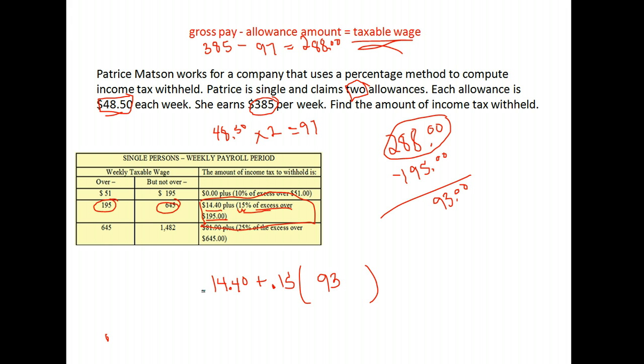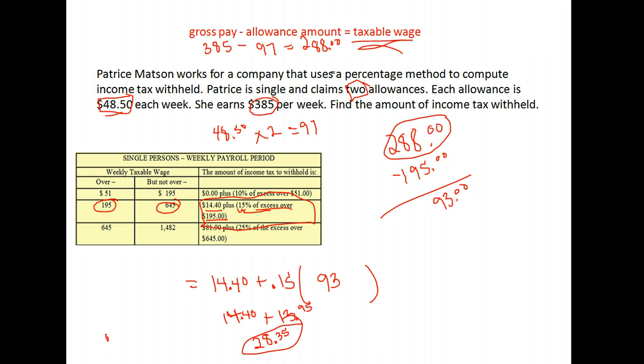Okay, now we can figure out what her income tax will be. It's $14.40 plus 15% of 93. So take the 0.15 times 93, you get $13.95. We add that to our 14.40, and we get $28.35.